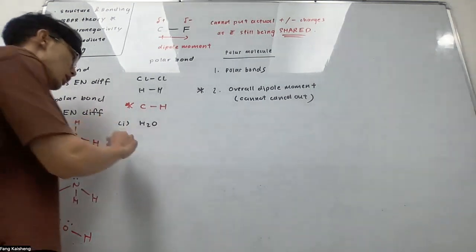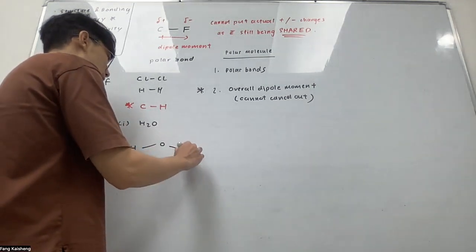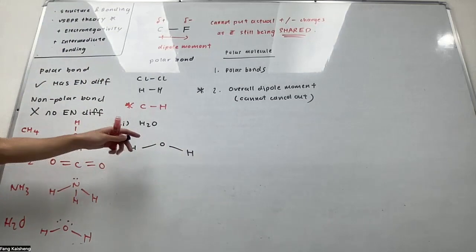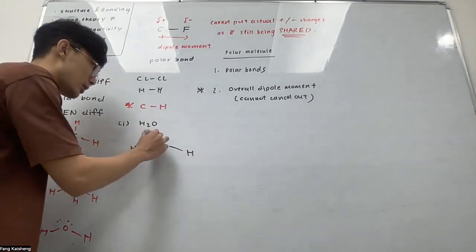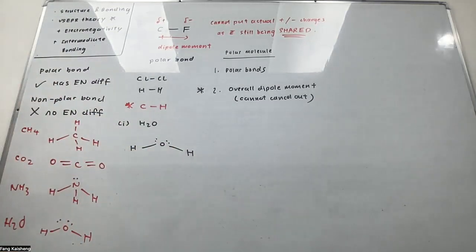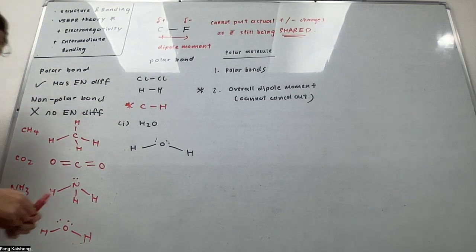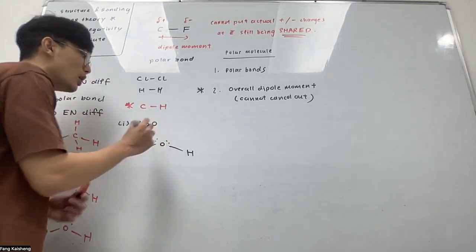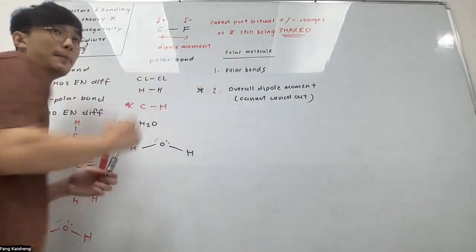Okay, so for water, we have this bent shape. If you don't draw the lone pair here, I don't. Just draw that, so draw the lone pair. Now guys, who is more electronegative, O or H? Yes, correct. This is to determine whether the overall molecule is polar.